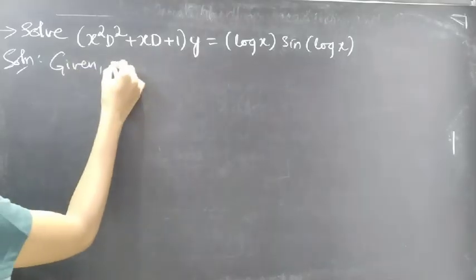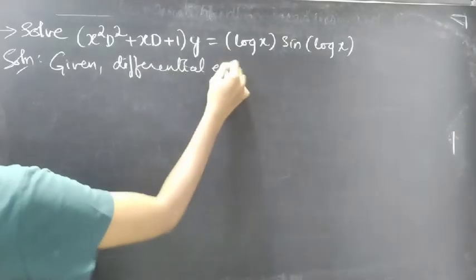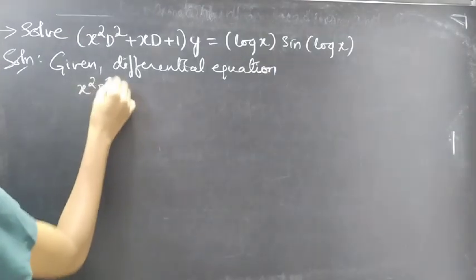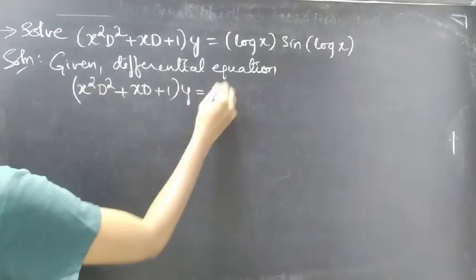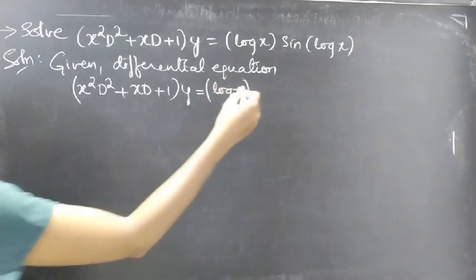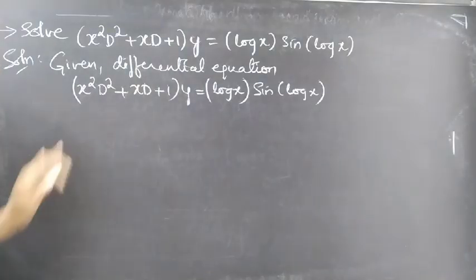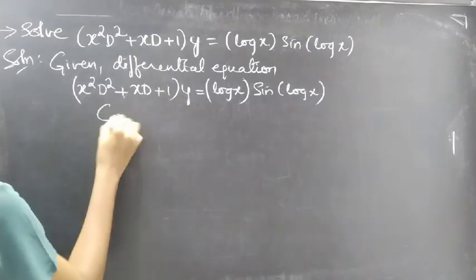Given differential equation, (x² D² + xD + 1) y = log x sin(log x). So we are given a differential equation with variable coefficients. We are going to reduce the given differential equation to a differential equation with constant coefficients by making some substitution. Okay. So here we are given a Cauchy's equation.